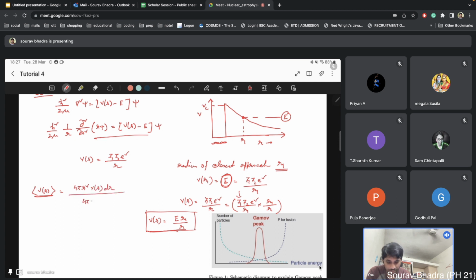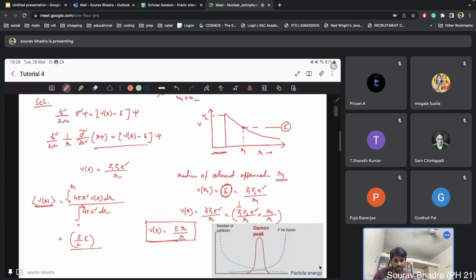If you don't understand every step, no problem, I am just trying to give you the idea. So integrating from 0 to R1 will give you the volume averaged potential. Now if you calculate it, it will come out as 3 by 2 E. So all this was some assumption, some simplification of the problem, so that we can solve the Schrodinger equation by hand. So our volume averaged potential is 3 by 2 E.